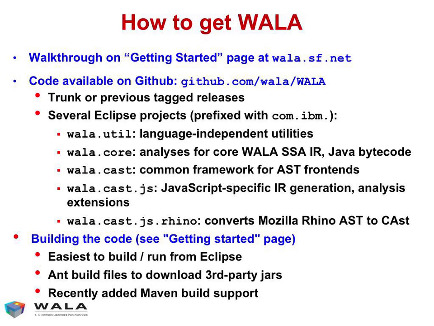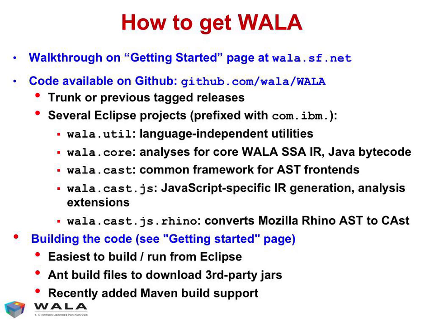But in terms of the structure of Walla, it's split into several Eclipse projects. So I've just listed a few of the most relevant here. And all of these I've left off the com.ibm prefix on this slide. So the Walla util project has all these language-independent utilities like graph, sets, maps, and so on. The Walla core package has the program analyses we've implemented for the core Walla IR, and this includes a lot of Java bytecode relevant stuff.